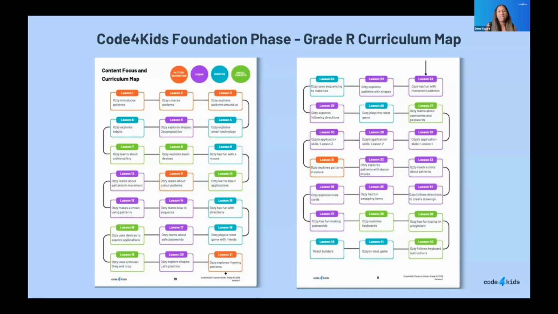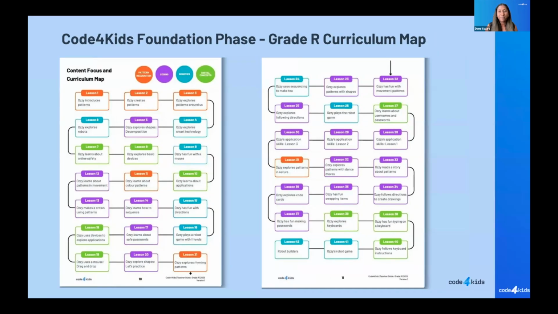What you see on screen is the Code for Kids Grade R curriculum map found in our teacher guide. Each lesson is color-coded to the relevant CAPS competencies. Our comprehensive teacher guides go beyond just lesson plans. They offer invaluable insights into the specific competencies and skills that your students will acquire, guiding you as a teacher step by step throughout the year.